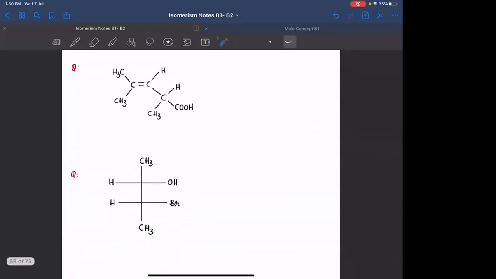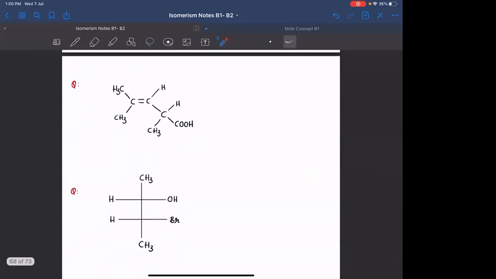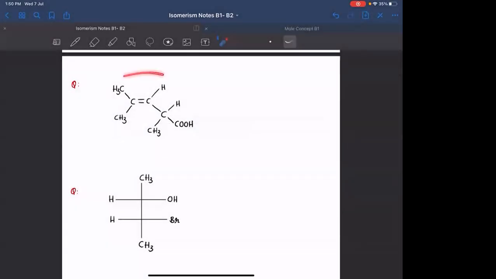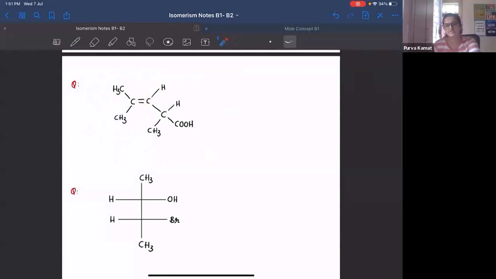Some students have sent me some doubts. I am taking some of the questions. This particular molecule, the question is, which particular isomerism is shown by this molecule? What isomerism did we study? We studied geometric, stereo, and then functional. Let's see. Can this particular molecule show geometric isomerism? Yes, sir. Can it? No.